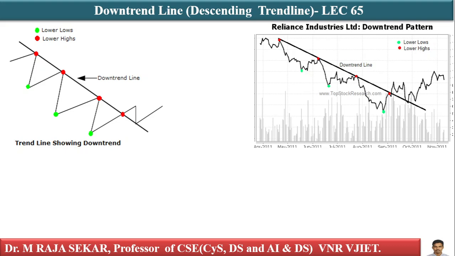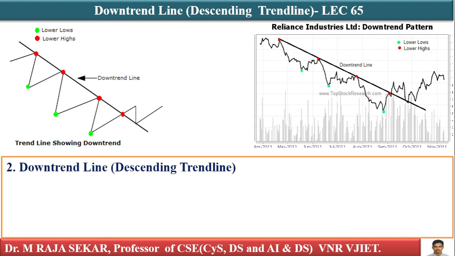Now let us try to understand the downtrend line, otherwise known as the descending trend line. How can I draw it? This is so simple. A downtrend line can be drawn by connecting two or more lower highs to define the downtrend line. This one is lower highs. This one is lower highs.